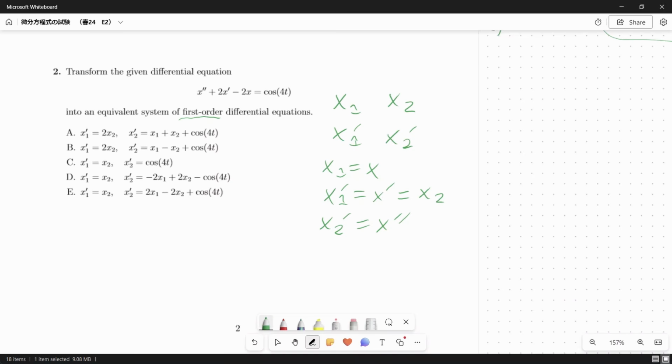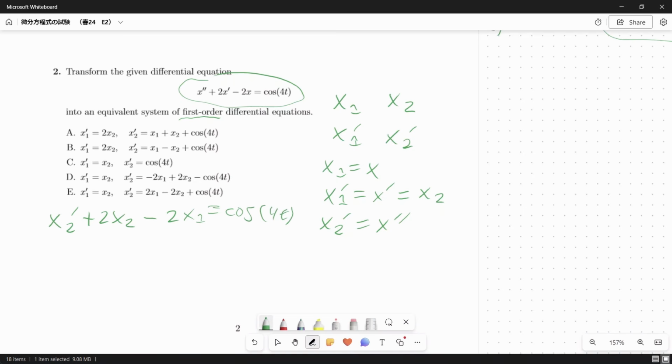So at this point, we can plug the things that we came up with into the original differential equation and then separate it into two different equations. So I'm going to do just that. This new equation ends up becoming x sub 2 prime plus 2 x sub 2 minus 2 x sub 1 is equal to cosine of 4t.